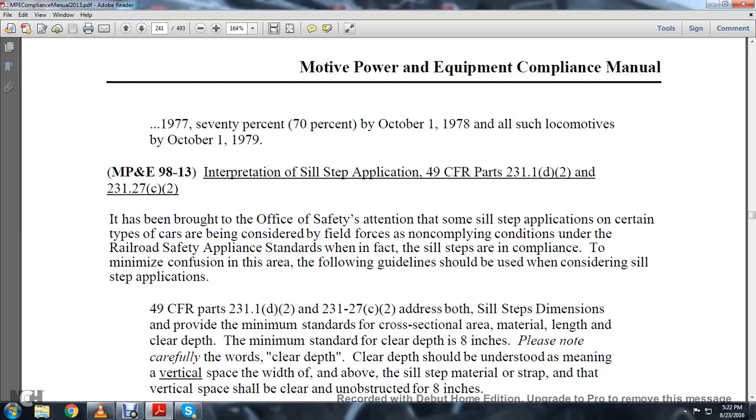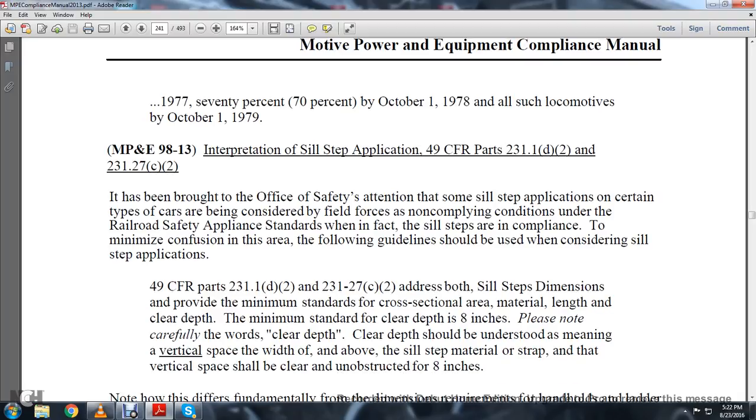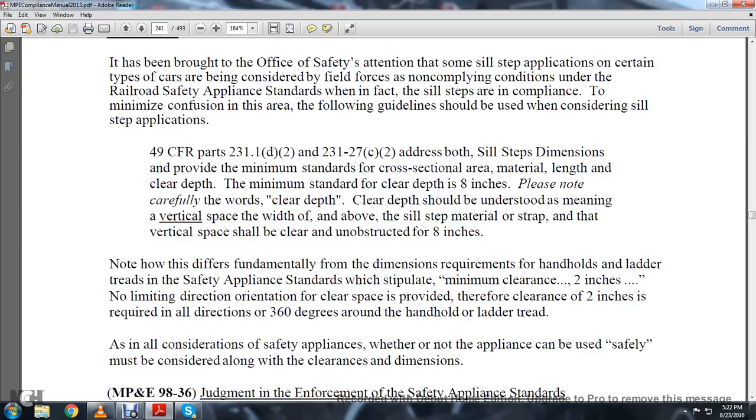Motor power and equipment interpretation, sill step application, Title 49 CFR Part 231.1(d)(2) and 231.27(c)(2). It has been brought to the Office of Safety's attention that some sill step applications, depending on the type of car, are considered differently by the field force in complying with the railroad safety appliance standards. To minimize the confusion regarding sill steps and compliance, the following guidelines should be used for considering sill step applications.